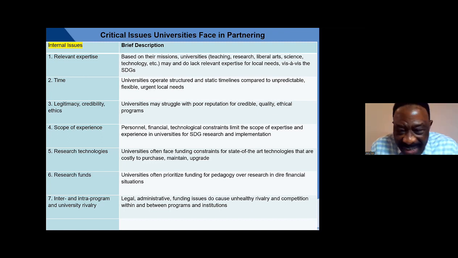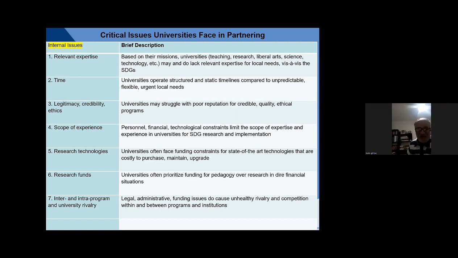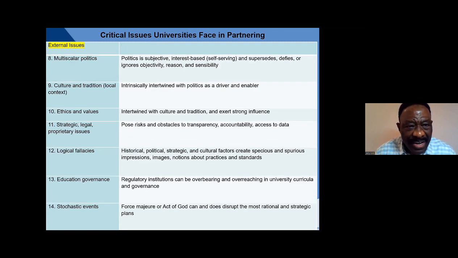Thank you very much. In my university, departments and programs are knocking heads, and the University of Abu Dhabi and University of Dubai don't talk. So these are issues that are internal to universities. External issues.